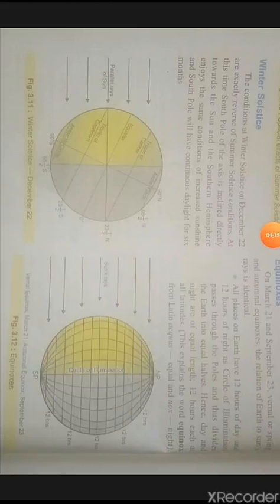Vernal equinox is known as spring equinox because March 21 indicates spring season before the start of summer in the northern hemisphere. Autumnal equinox. September 23 is called autumnal equinox. During these 2 days, the Sun is at the equator, 0 degree, and the rays of the Sun fall vertically at the equator. All places on Earth have 12 hours of day and 12 hours of night, as the circle of illumination passes through the poles and thus divides the Earth into equal halves.